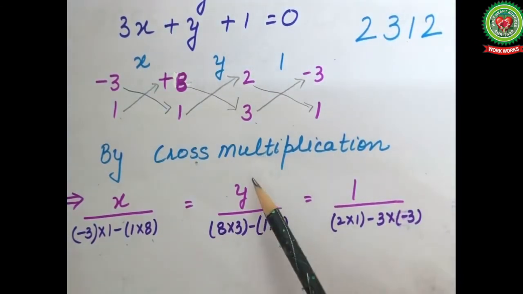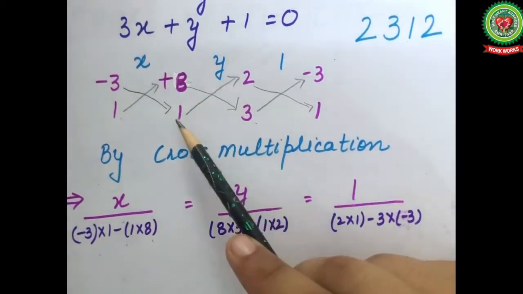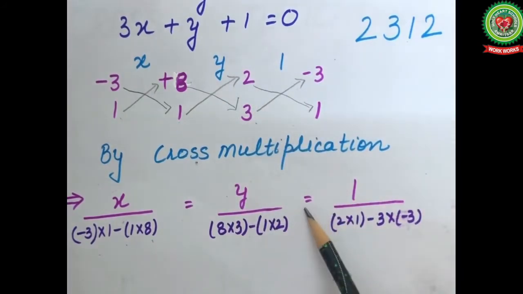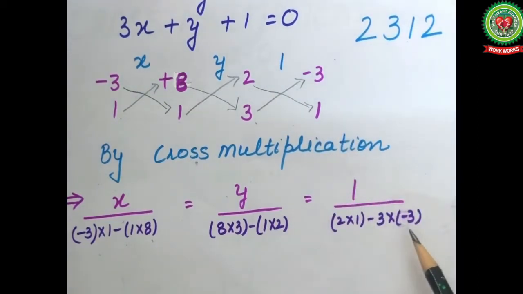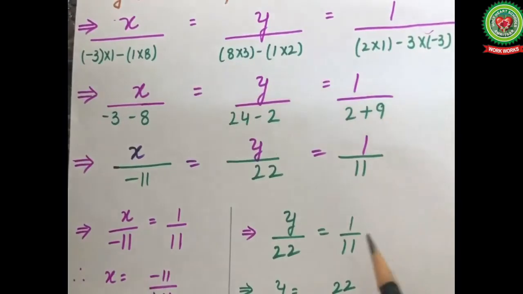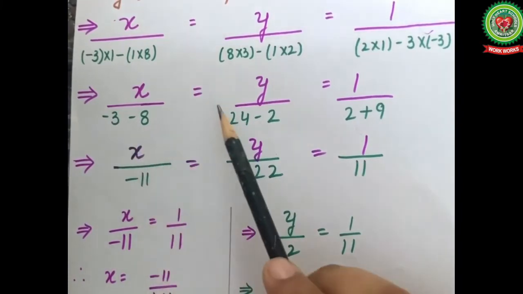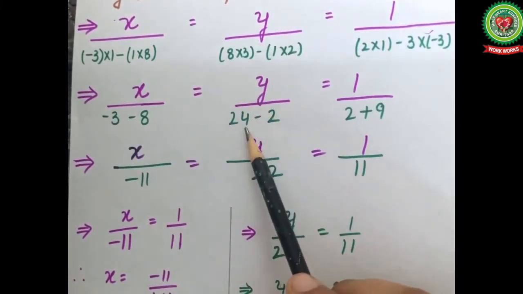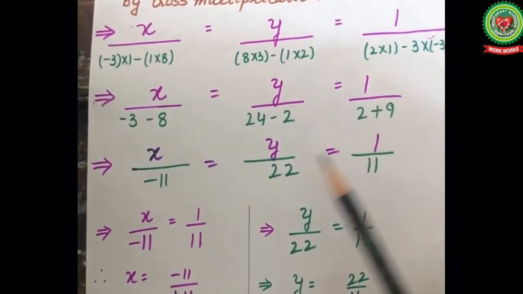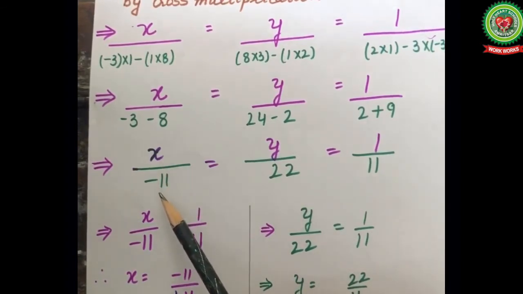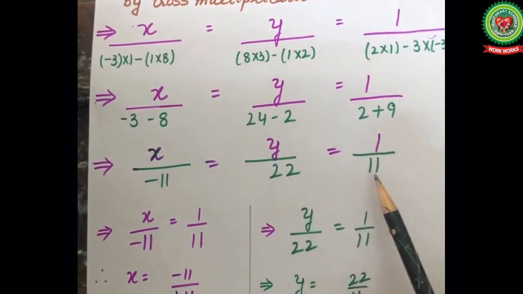is equal to y upon 8 into 3 minus 1 into 2 is equal to 1 upon 2 into 1 minus 3 into minus 3. Now on multiplying this we get x upon minus 3 minus 8 is equal to y upon 24 minus 2 equal to 1 upon 2 plus 9. So it is x upon minus 11 equal to y upon 22 equal to 1 upon 11.